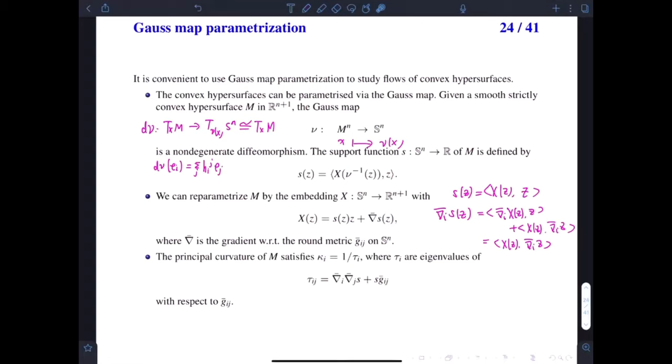And also the principal curvature of the hypersurface can be expressed in terms of the support function s. We have the relation kappa i is equal to 1 over tau i. And here tau i are the eigenvalues of the tensor tau ij. Here tau ij is the second order derivative of s plus s times the round metric g bar ij. And we can give a quick proof for this identity.